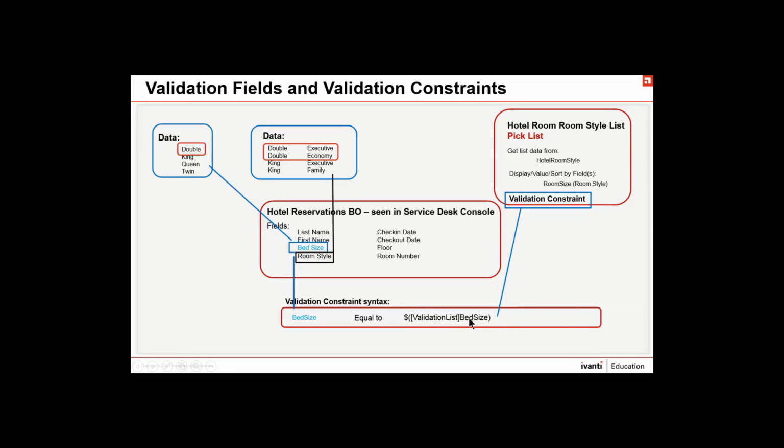You'll notice this has bed size as well. So it's saying, here they pick from these. If they pick a double, then they can only get the options that are available for the double in here. If they pick the king, then they'd get executive or family. Double, they get executive or economy. So that's the way these are working in the background. This validation constraint is on the pick list that we created just a little while ago, not the one earlier in the day.